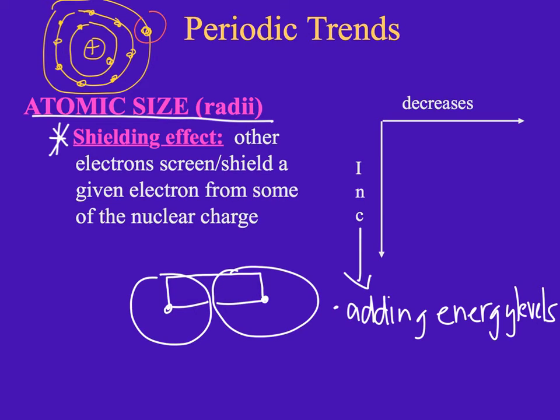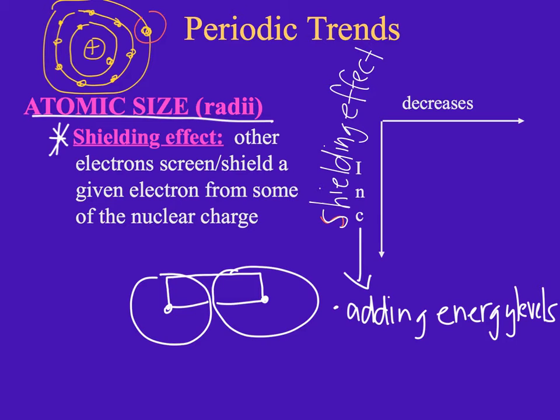And the shielding effect, you need to know this, increases going down the periodic table. I'm going to use white here. So, shielding effect increases as you go down the periodic table.